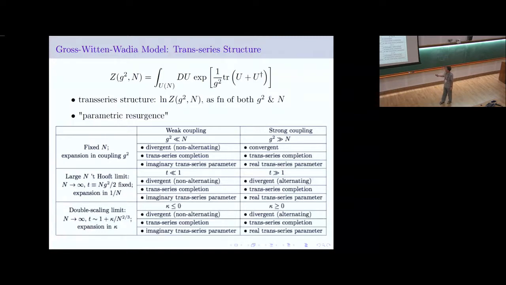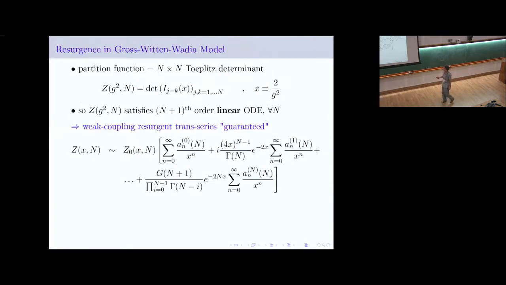Okay. And in the 't Hooft limit, the strong coupling ones are themselves divergent. But here they're non-alternating divergent, here they're alternating divergent. And remember that there's a big physical difference between those two.